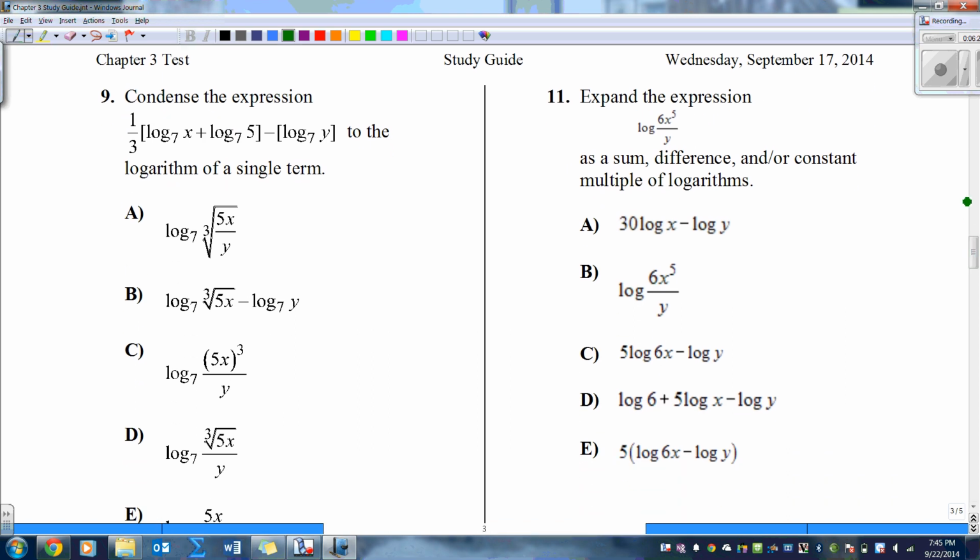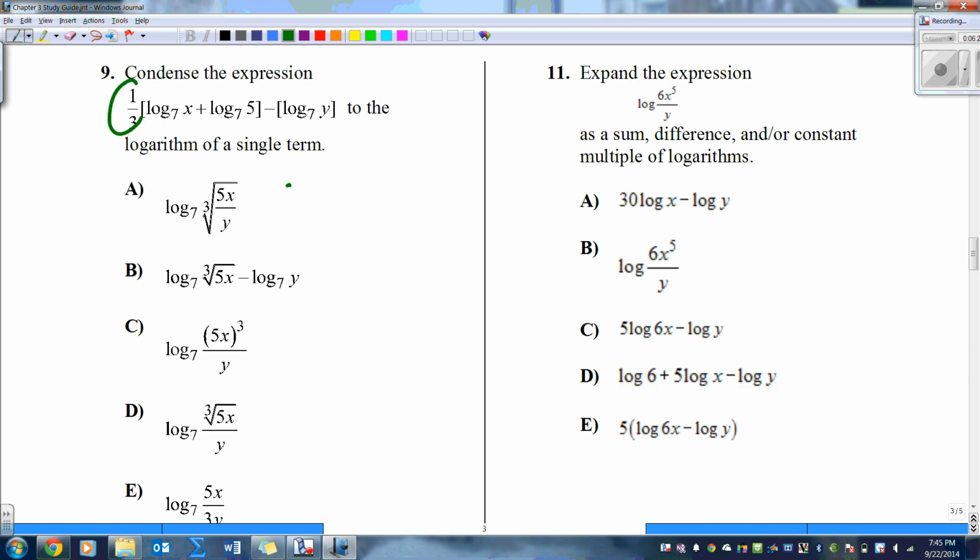Okay, number 9. Condense the expression. Wow, look at that. Okay, this 1/3 is a cube root. So we're going to distribute that in. So now we have 1/3 log base 7 x plus 1/3 log base 7 of 5 minus log base 7 of y.